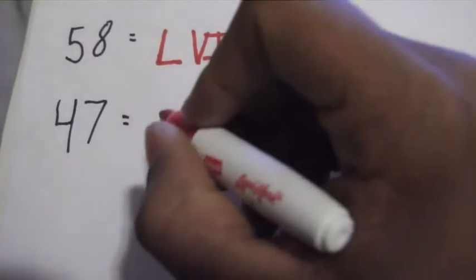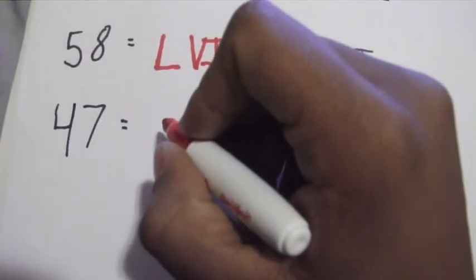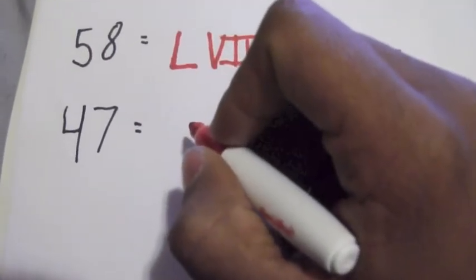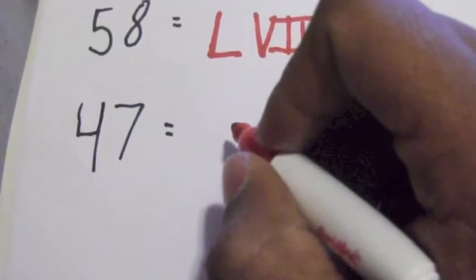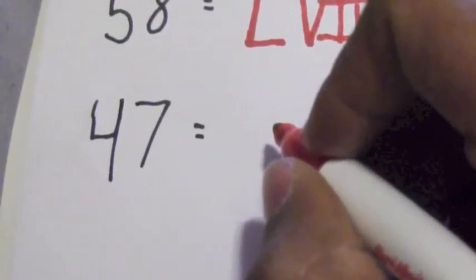The next number is 47, but the 4 in front of the 7 is the tricky number. Let's give a brief history lesson.